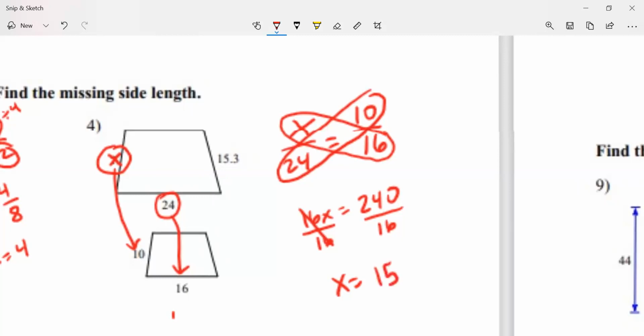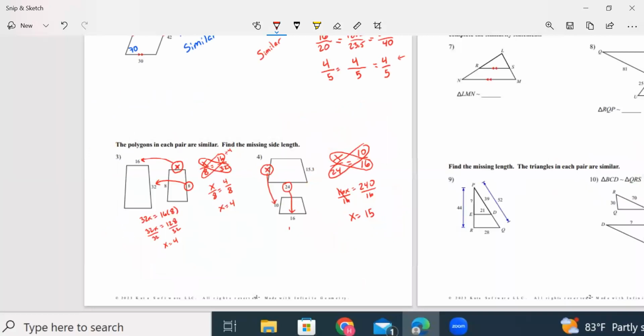Okay, now one thing here, because I'm doing it on paper, I'm writing it down. Notice how in my answer I wrote x equals a number, right? x equals 4 or x equals 15. When you type in your answer, you don't have to type in x equals. Remember, it was a question mark to begin with. You don't have to type in x equals or the question mark equals. Just type in the number.